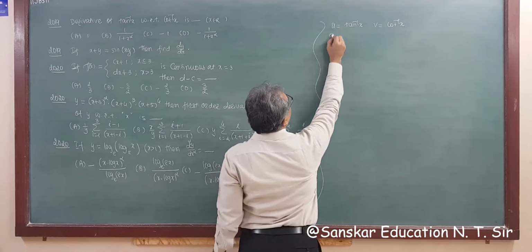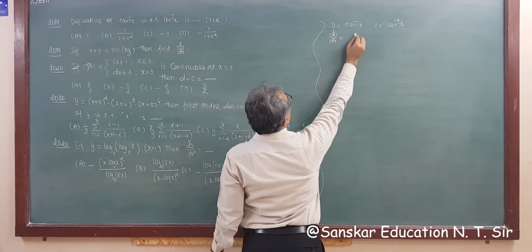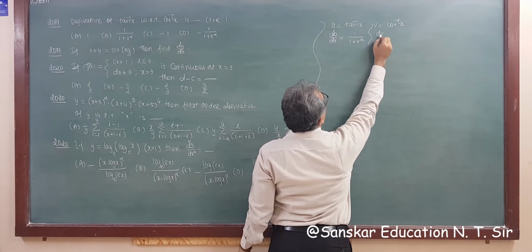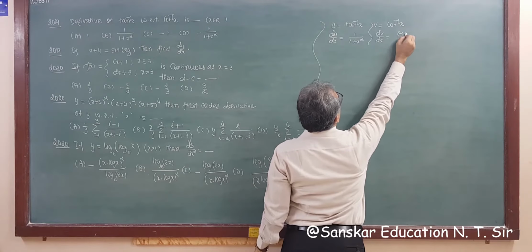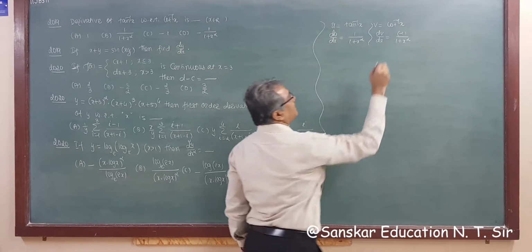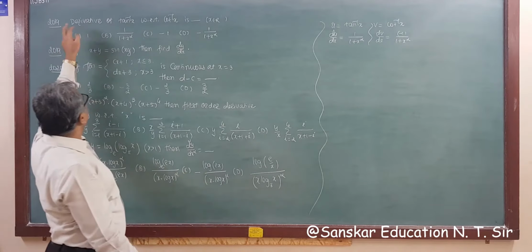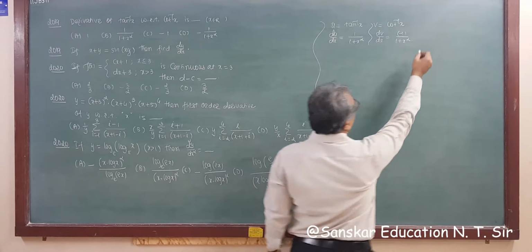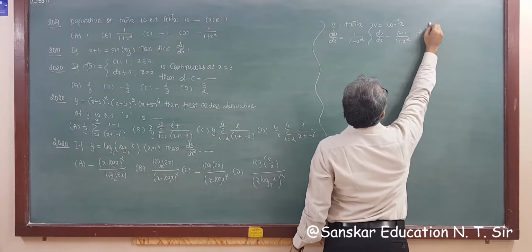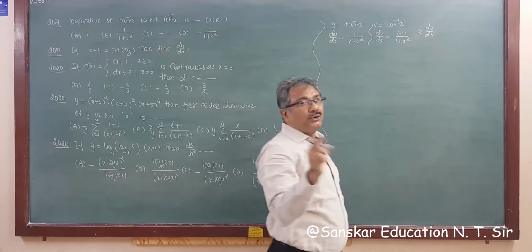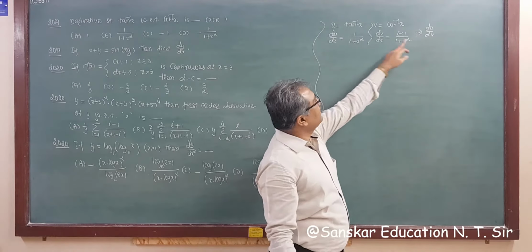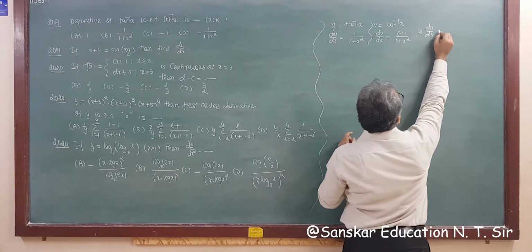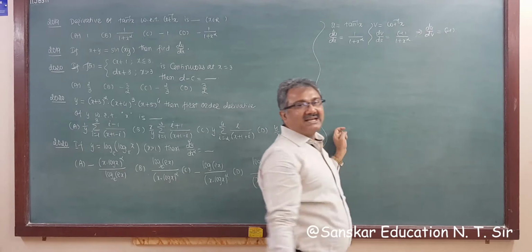So du by dx is derivative of tan inverse x, which is 1 upon 1 plus x square, and derivative of v with respect to x is minus 1 upon 1 plus x square. So our question is derivative of u with respect to v, that is we have to find du by dv. So this implies du by dv, that is derivative of u with respect to v. You see, this is plus and this is minus, denominators are same, so they will be cut. So your final answer will be minus 1, because du by dx upon dv by dx.